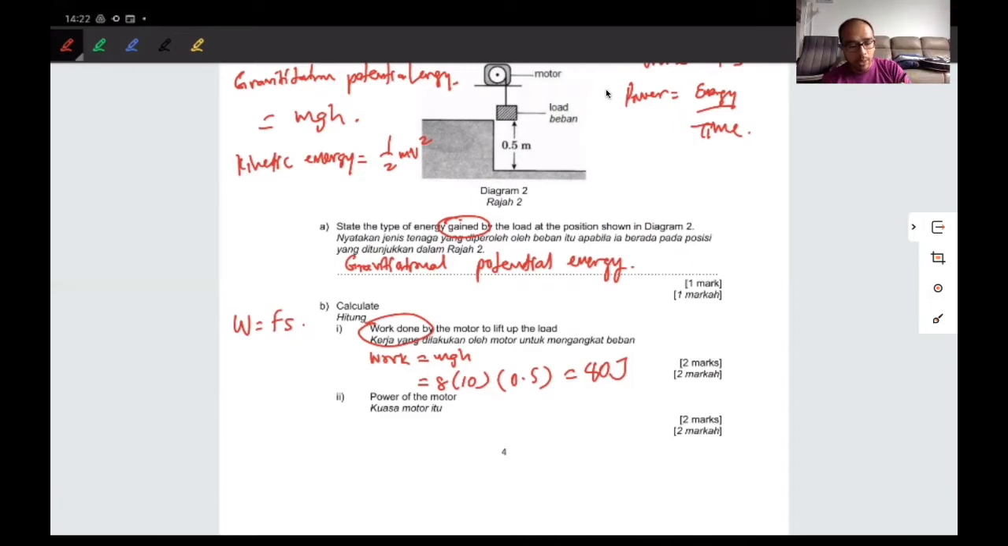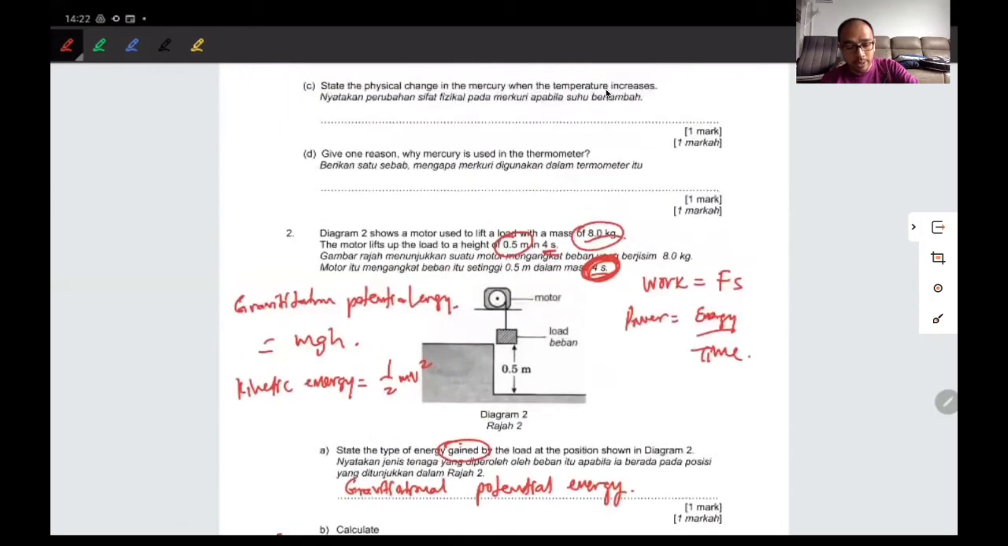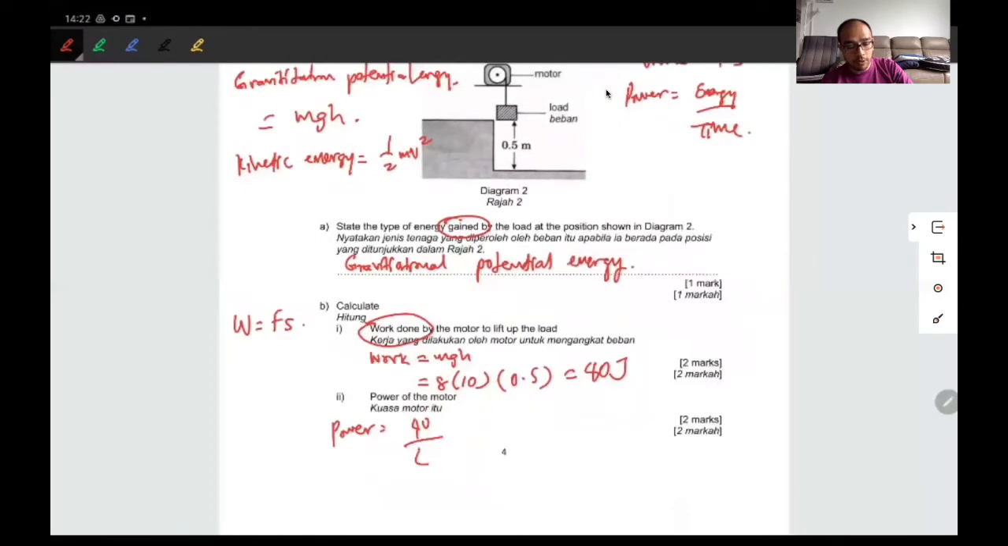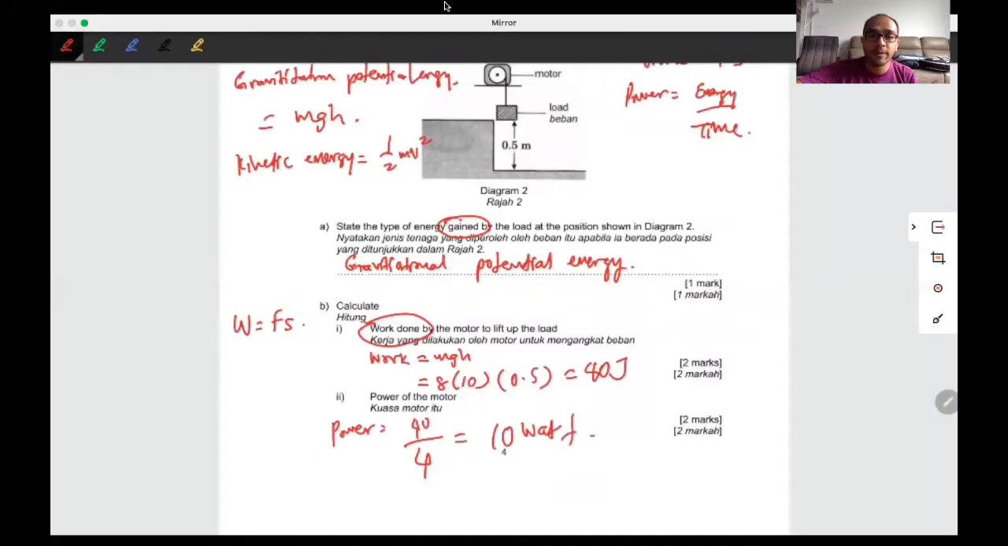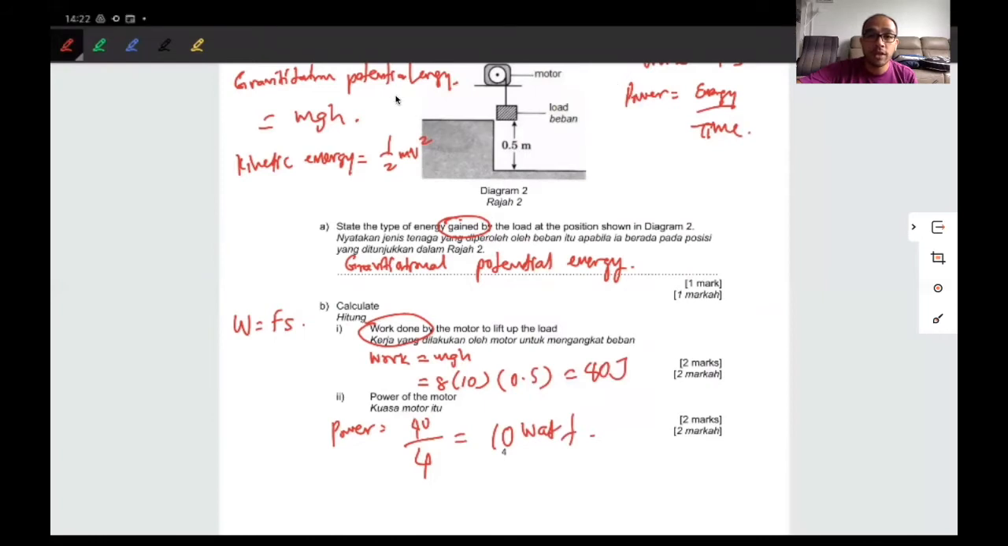Power is always energy over time or work over time. So the power is equals to 40 over, now how many seconds was it? 4 seconds, which will give you 10. The unit for power is the watt. Watt, 40J.